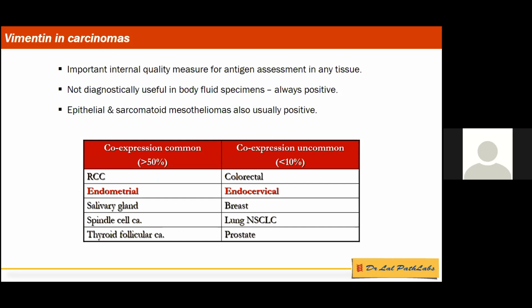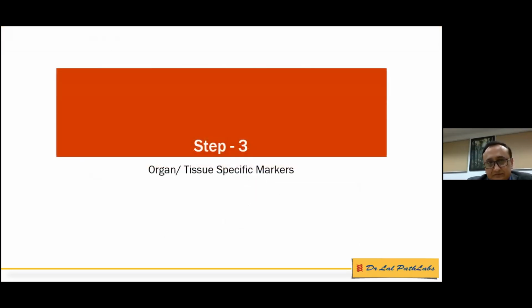Next comes the role of vimentin, which is not a very useful marker now, but yes, it is helpful in some cases. Vimentin otherwise is seen as a marker of mesenchymal differentiation. Some carcinomas do express vimentin, and that helps us in differentiating them from a few other carcinomas. Like between endometrial and endocervical, endometrial is more likely to have co-expression of vimentin. RCC is known to have vimentin expression. So these are some of the cases where vimentin can help us along with cytokeratins.